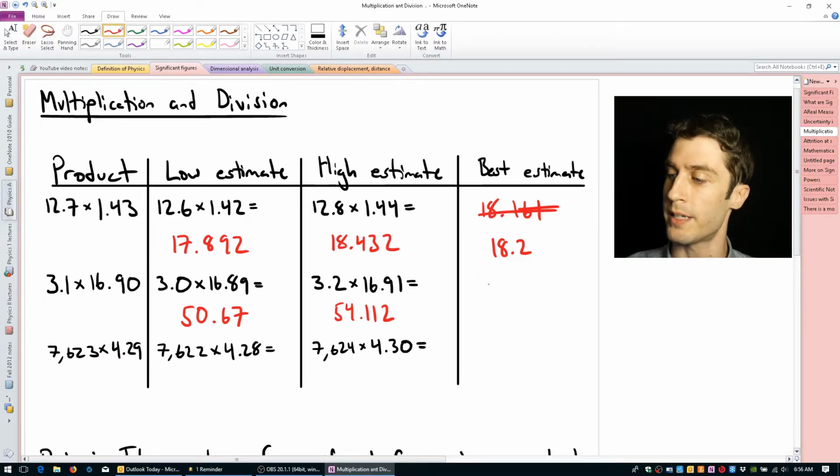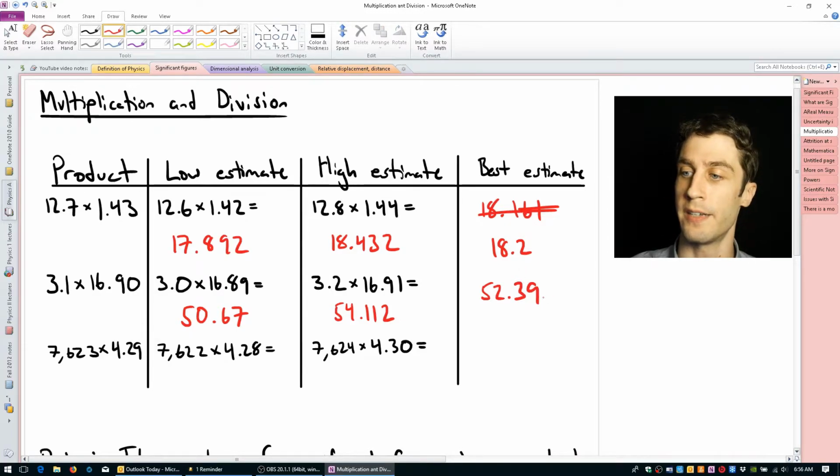Your calculator will tell you that that's 52.39. But not all of those digits are significant. Those last two digits are not significant because the lower bound and the upper bound disagree with each other there. And so we would report this number as 52. There's your answer, it's 52. All right, one more.